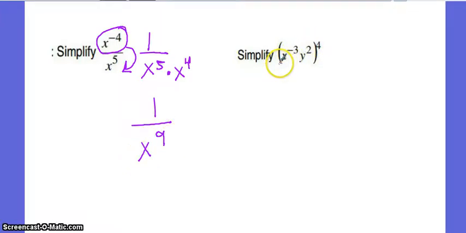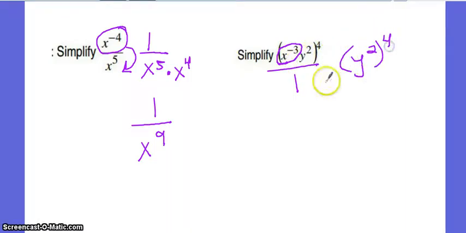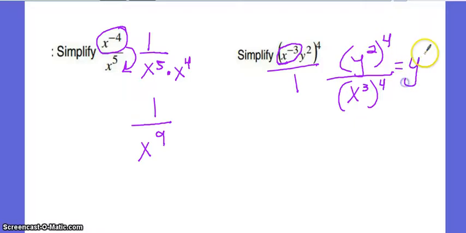Here, the only thing that is a negative exponent is this right here. So you are going to leave this on the top, y squared to the 4th, and just move down here x to the 3rd to the 4th, which is actually y to the 8th over x to the 12th. Power to power, you multiply.